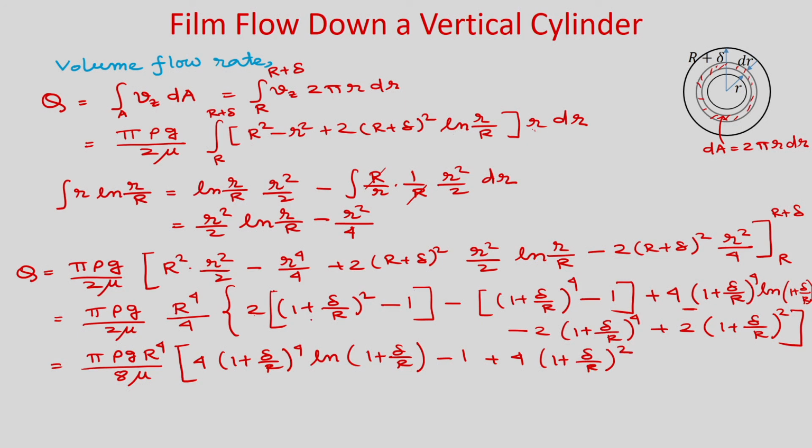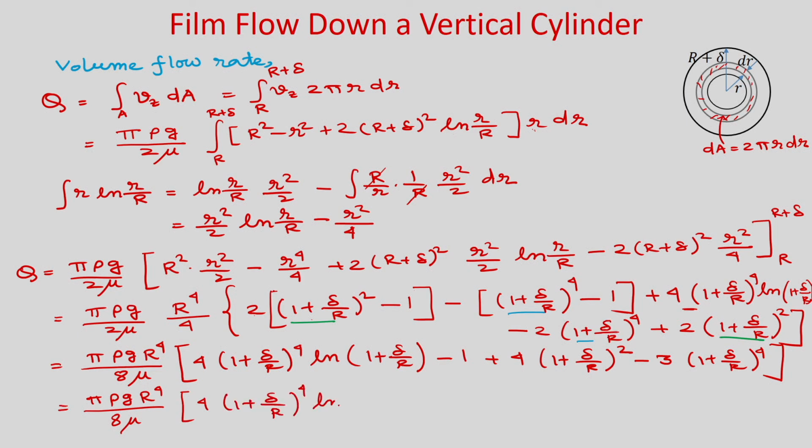So, this is 2 into (1 + delta/r) whole square, this term and this term, and now we are left with this term and this term. So, you can see it will be minus 3 (1 + delta/r)^4. So, after simplification you are going to get pi rho g r^4 by 8 mu, 4 (1 + delta/r)^4 ln(1 + delta/r), okay.